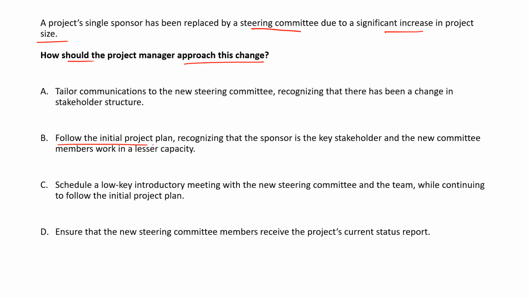In any case, this can be the correct answer. I don't know what is written beyond. No, sir. It can never be the correct answer, right? Low-key introductory meeting. What does that mean? Which means you don't want to go into detail. So it can never be the answer. Ensure that the new steering committee member receives the project current status report. Or tailor communications to the new steering committee, recognizing there has been a change in the stakeholders. So is the question related to the project status or to the change in stakeholders? Change in a stakeholder. So D cannot be the answer, right? Okay.